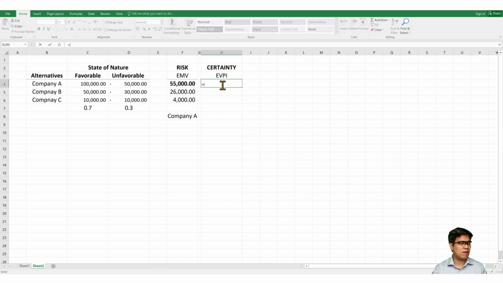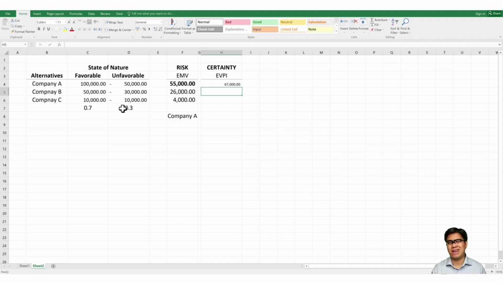So for favorable outcomes, with perfect information, we already determined the different outcomes. So the best outcome is netting 100,000. So we multiply that with the corresponding probability. Then add the second state of nature, in this case unfavorable. And the best outcome for unfavorable is negative 10,000. Multiply that by 0.3 and you get 67,000. So that's your expected value with perfect information.